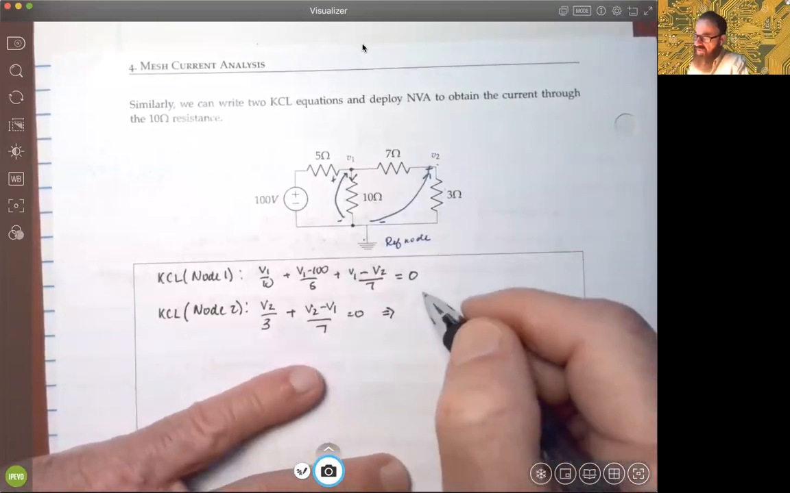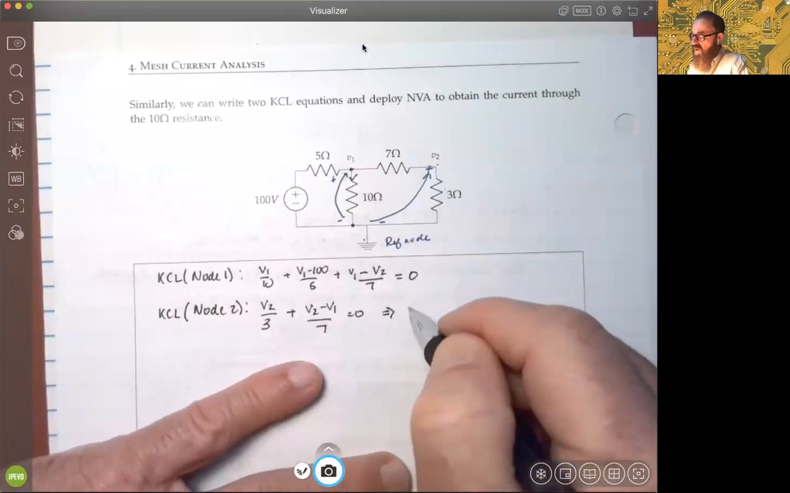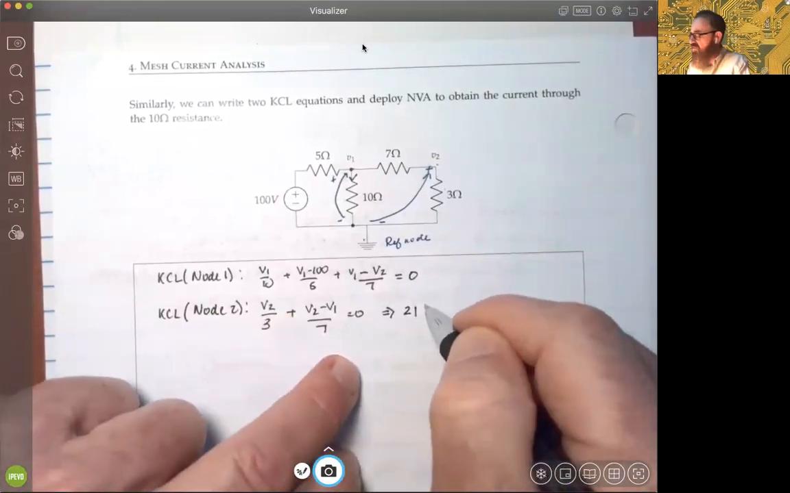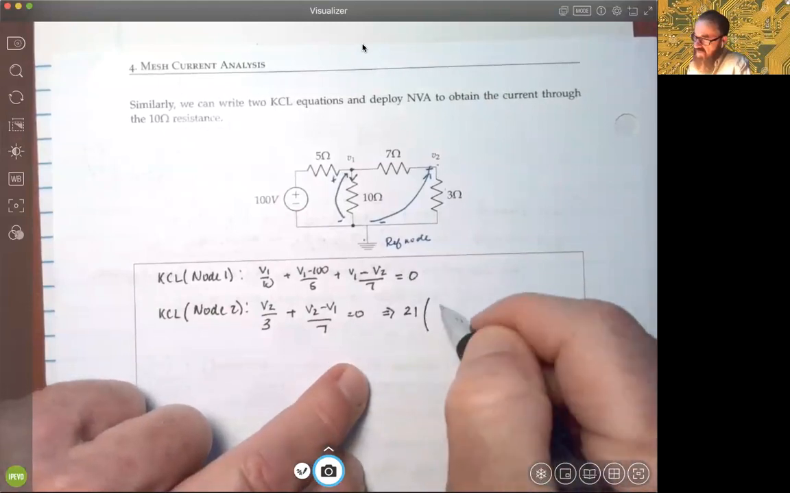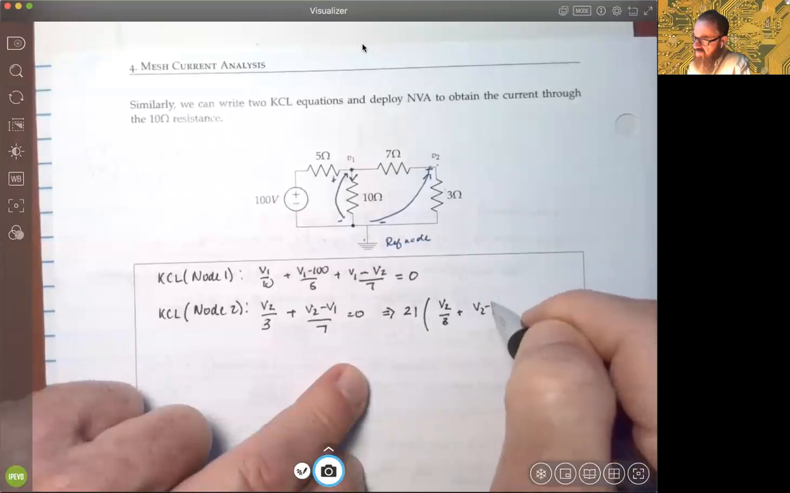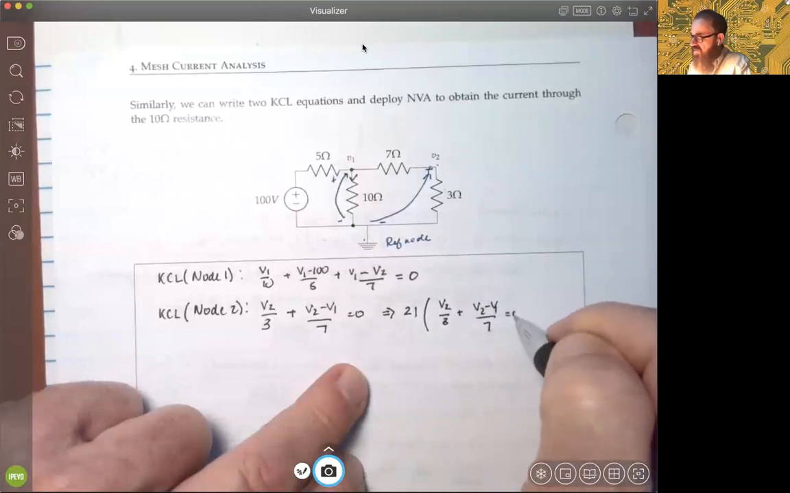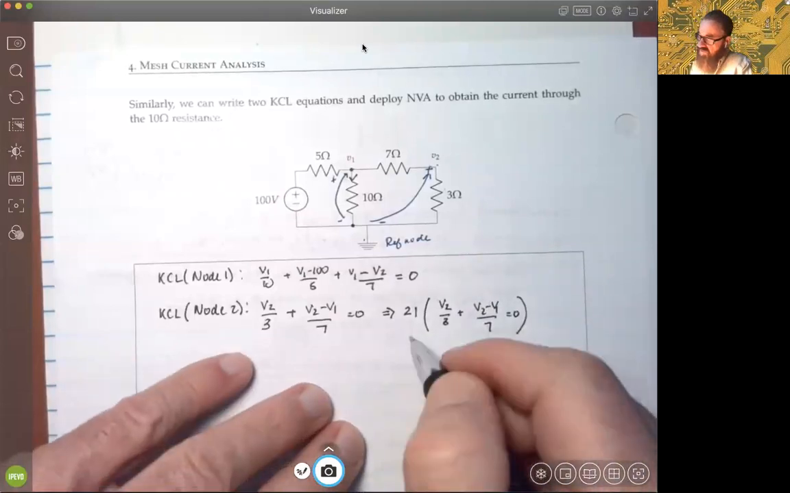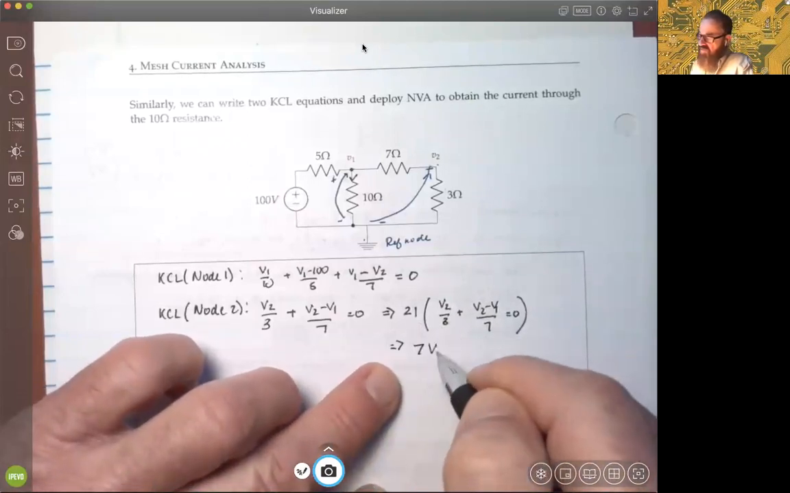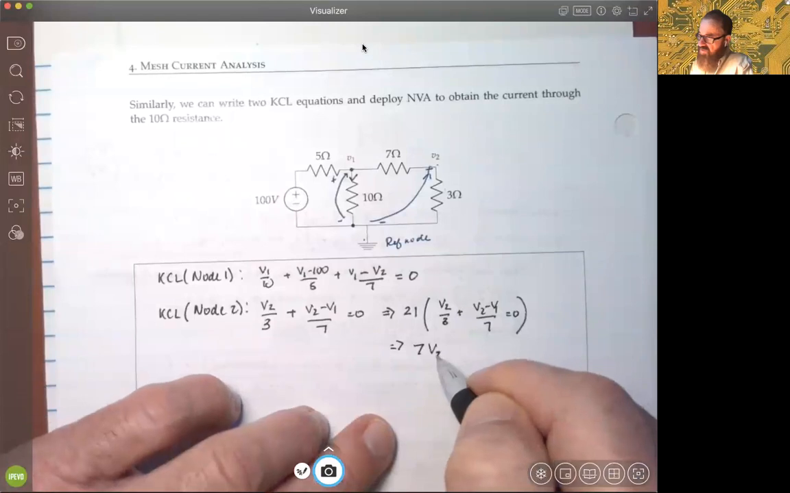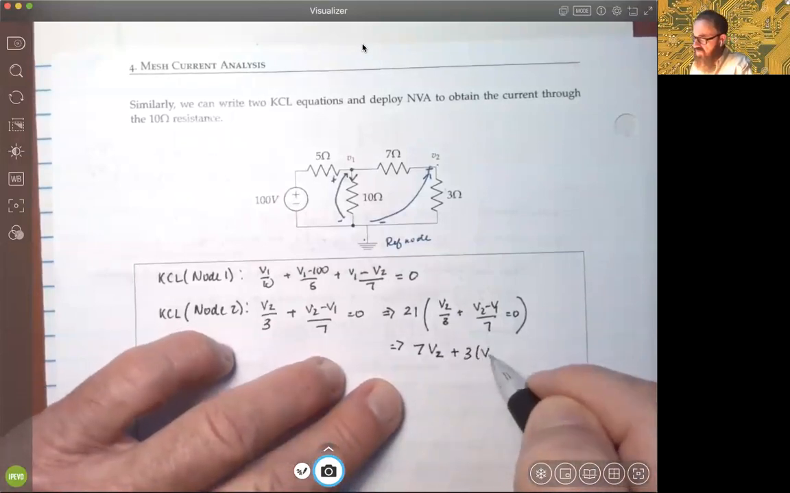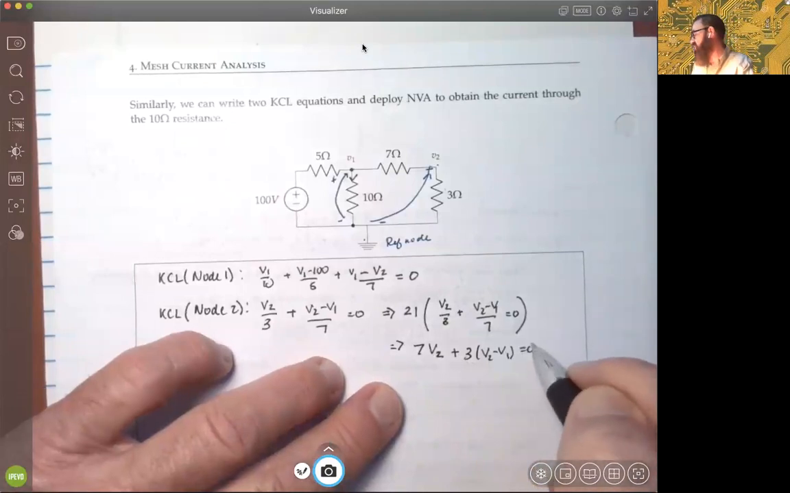Okay. Again, by doing substitution very quickly here, let's clean up this bottom equation. If we multiplied through by 21, in other words, if this sum is equal to 0, then 21 times it has to be equal to 0. So I'm just going to do this on the side over here so we can see how that cleans up for us. Well, that would mean 7 times V2 plus 3 times the difference V2 minus V1 would have to be 0.